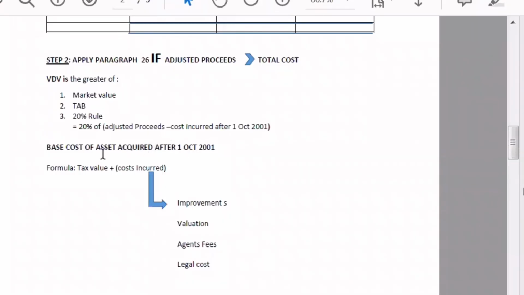So I say, as long as the asset was acquired, it's based on the date, the scenario date. This one was acquired on 2 May 2022, so it's after 1 October 2001. So the base cost to be used for calculating the capital gain will be the tax value that you calculated plus cost incurred. If the question throws improvement costs, valuation fees, agent fees, legal fees, you add it to the tax value. That becomes your base cost.